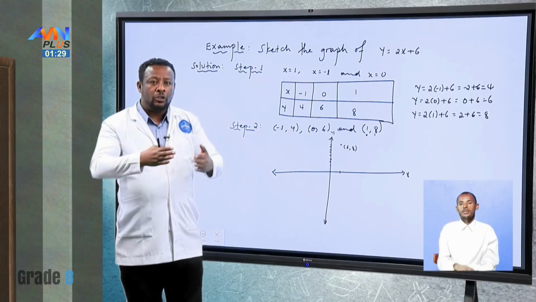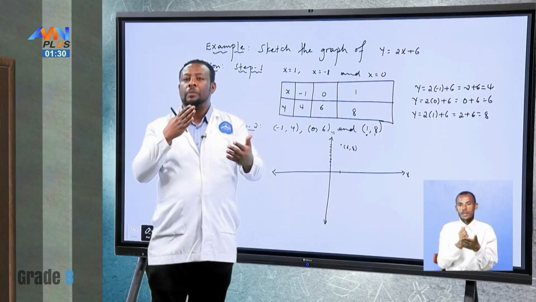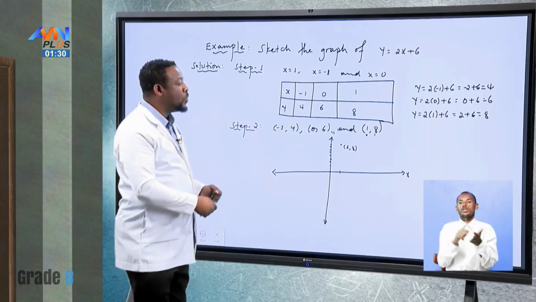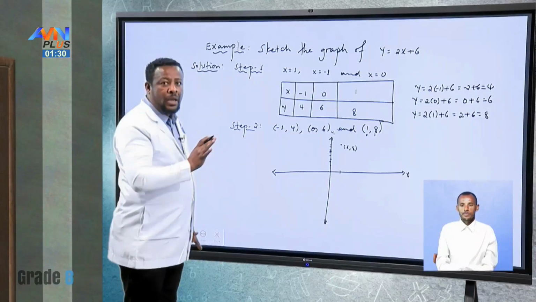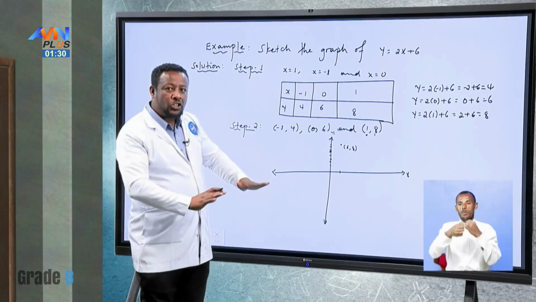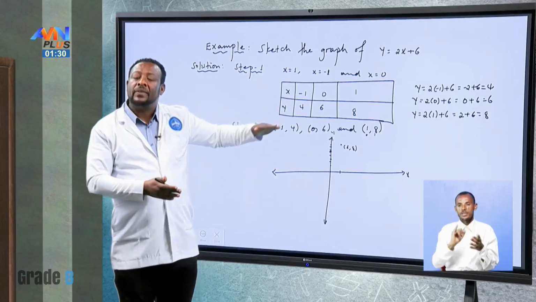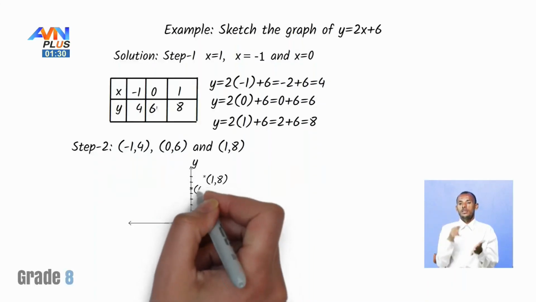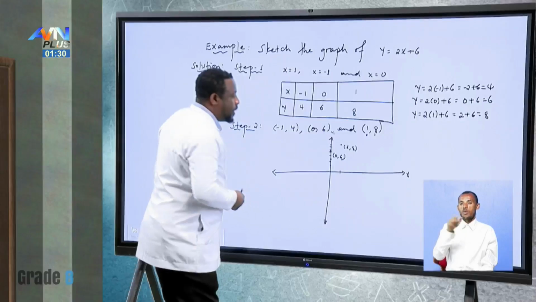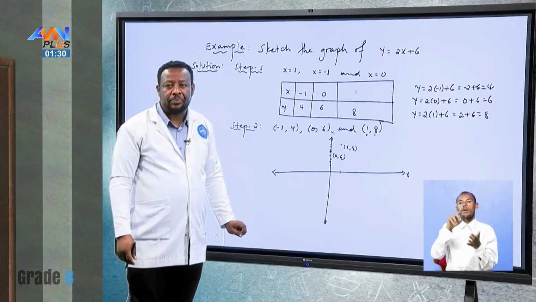You cannot be perfect in sketching, but you can take the rough approximate position of the point. So the point (0, 6) probably may be here. Don't worry about its exact position, but you have to make sure that (0, 6) is above the x-axis. So say this point is (0, 6), and we have one more point, which is (-1, 4).